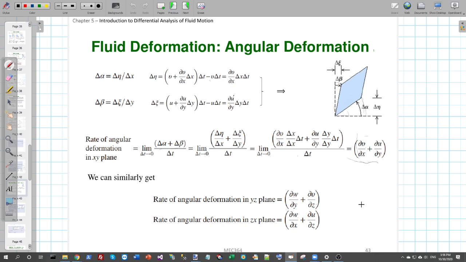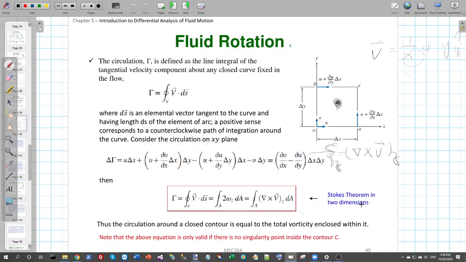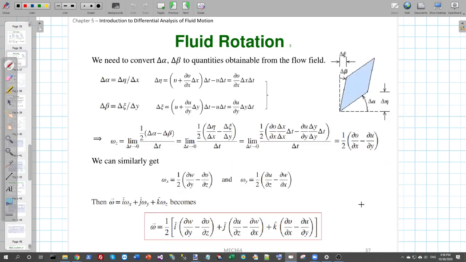Similarly, we also want to calculate the deformation of the fluid particle from the velocity field. We have two kinds of particle deformation. The first kind is angular deformation, and the second kind is linear deformation. For the angular deformation, we already talked about this when we were talking about the rotational motion of the particle.